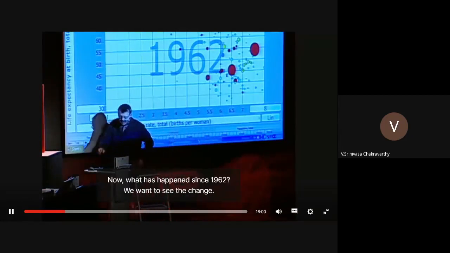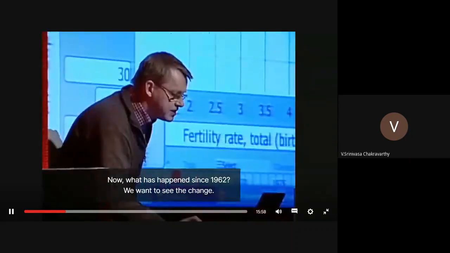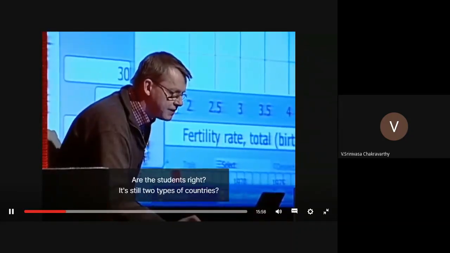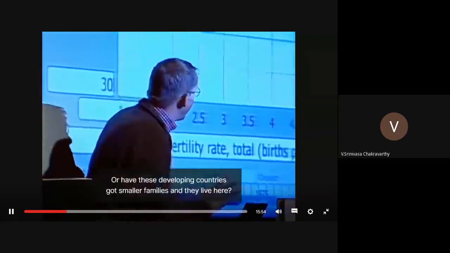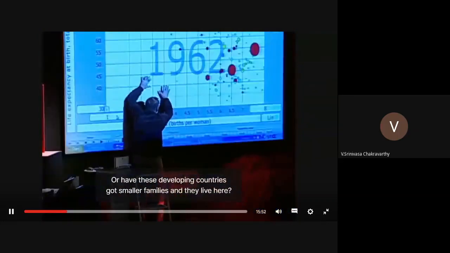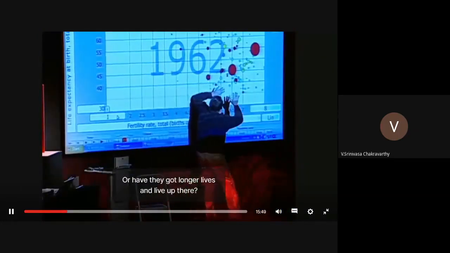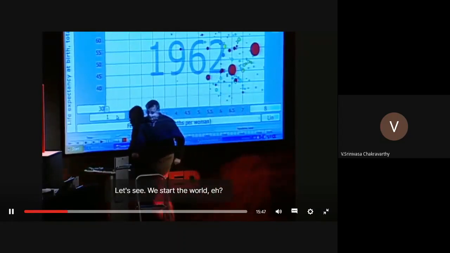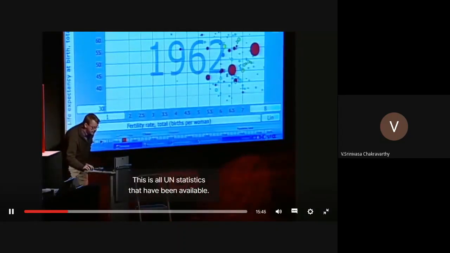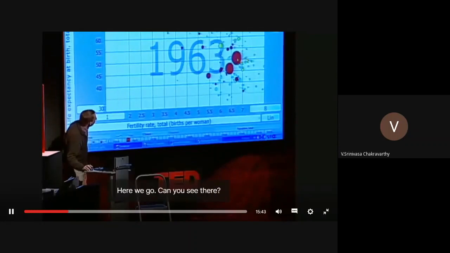Now, what has happened since 1962? We want to see the change. Are the students right? It's still 2 types of countries? Or have these developing countries got smaller families and they live here? Or have they got longer lives and live up there? Let's see. We start the world. And this is all UN statistics that has been available. Here we go. Can you see there?